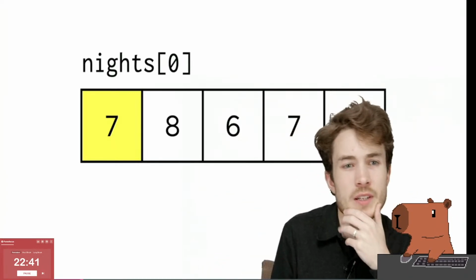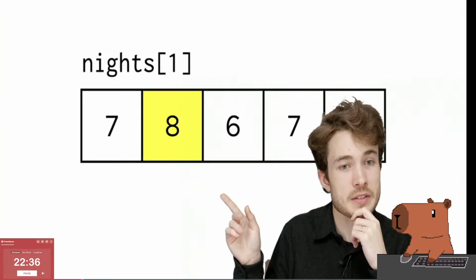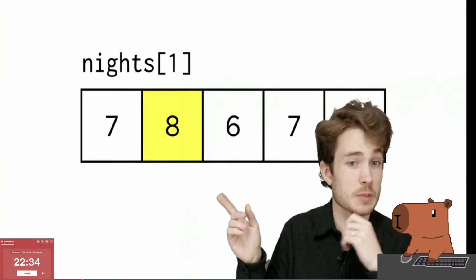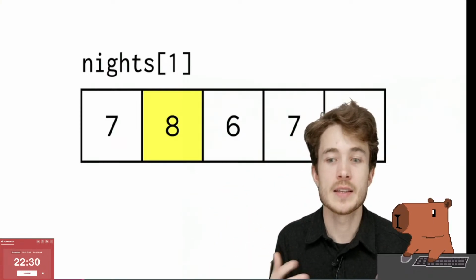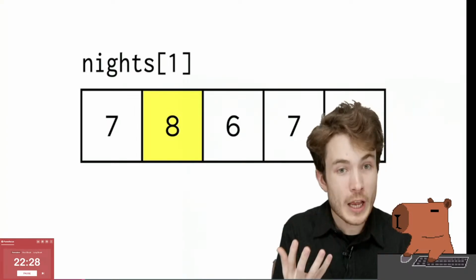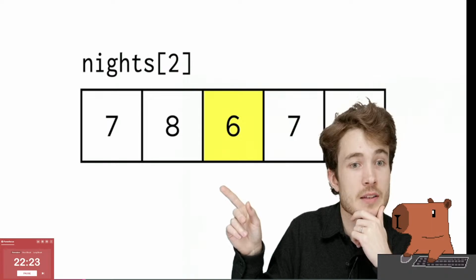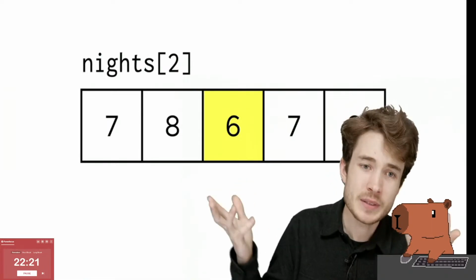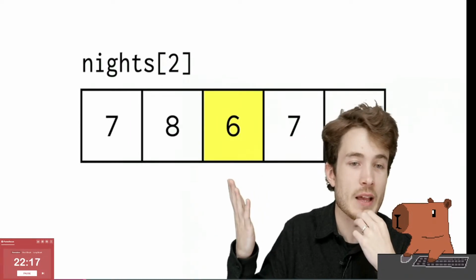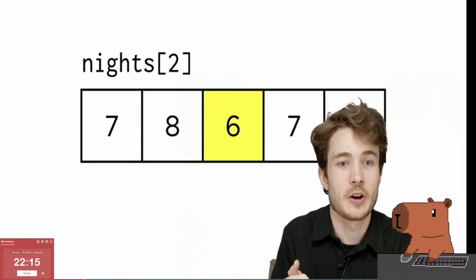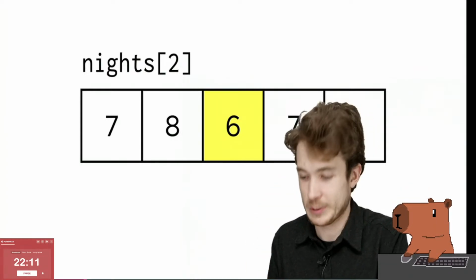But what if we did this? We did nights bracket 1. Well, we'd look at the first place in our nights array, and we'd say, let's move 1 step over. Okay, now we found that second value. In this case, it was 8. And in the same way, we could say nights bracket 2. Well, let's begin at the very beginning, and let's find 7 here. But then we're moving 2 spaces over, so we go 8 and then 6, and now we have that very third value in our array. So key idea here, we start counting from 0 as we're working with arrays.